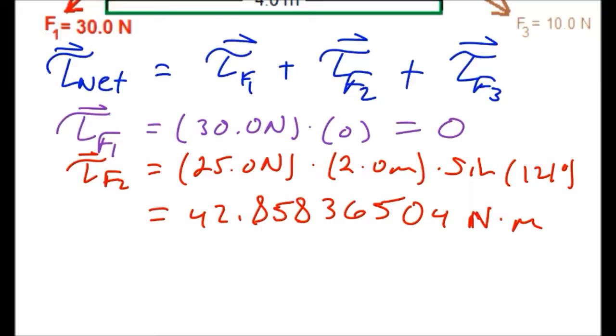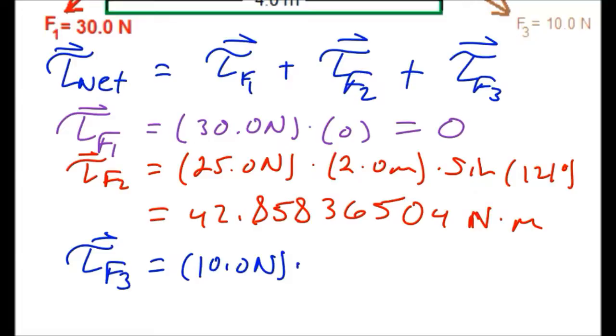All right. Now let's do the torque caused by force 3. So what is force 3? 10 newtons. What's the lever arm going to be? 4 meters. And then what is the angle theta going to be?